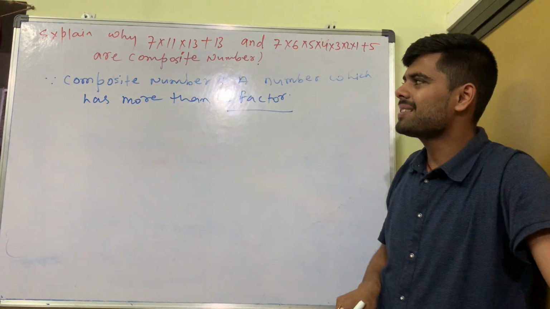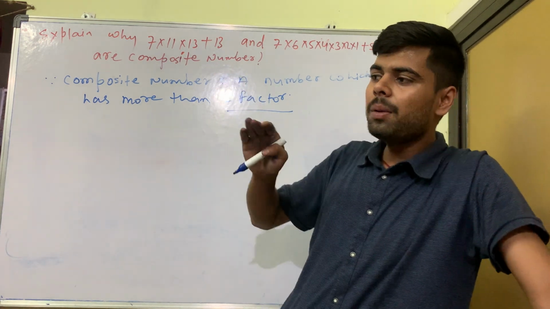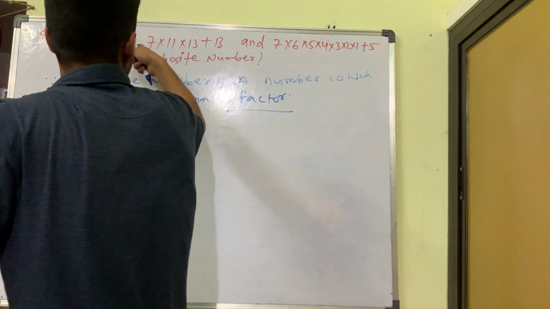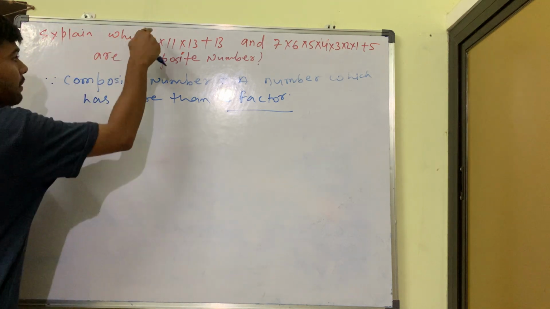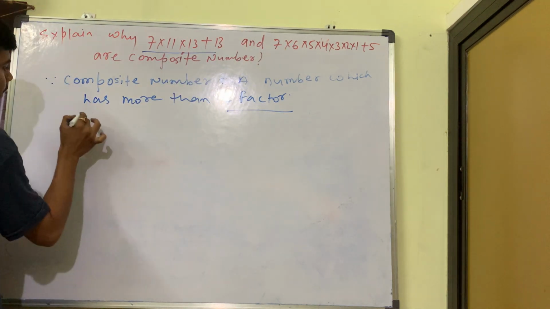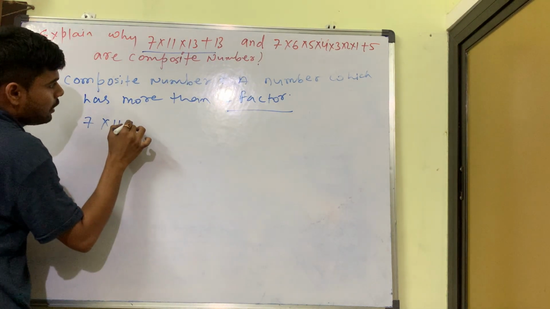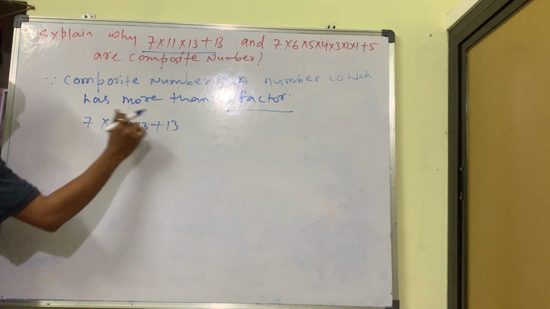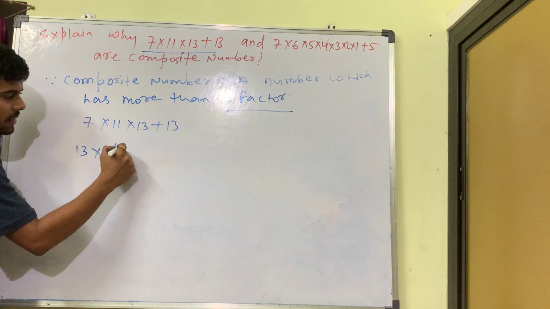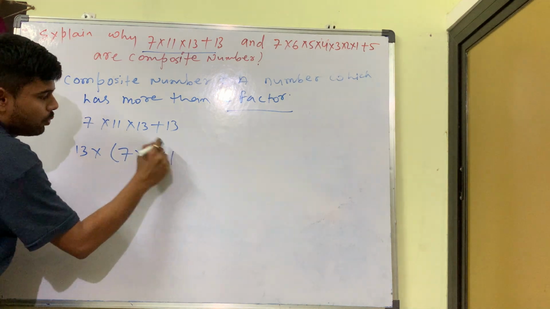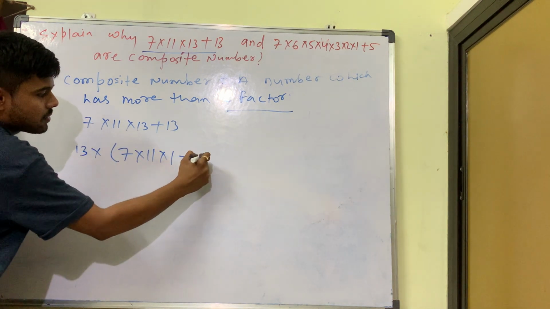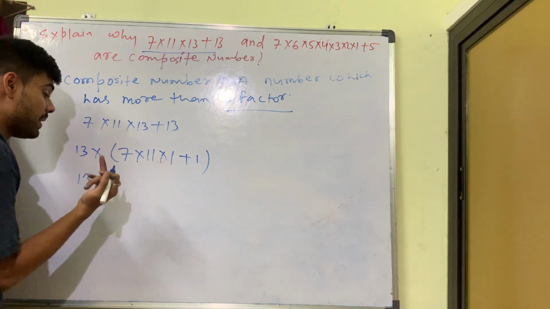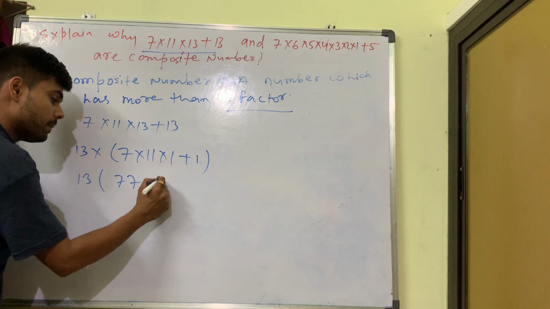In maths it is not hard, it's just about the base. So understand. Explain why this one is happening. I will take this question, you do the other question at home. 7 into 11 into 13 plus 13. How will we solve? See, the number which is common is 13. If I take 13 common, then 7 into 11 into 1, plus 1. So 13 into 7 into 11, 77. So 77 plus 1.